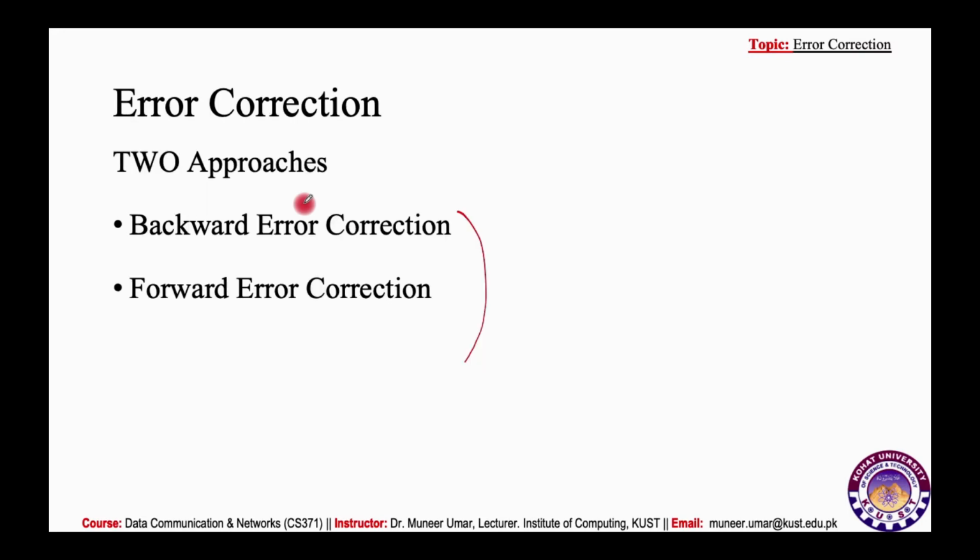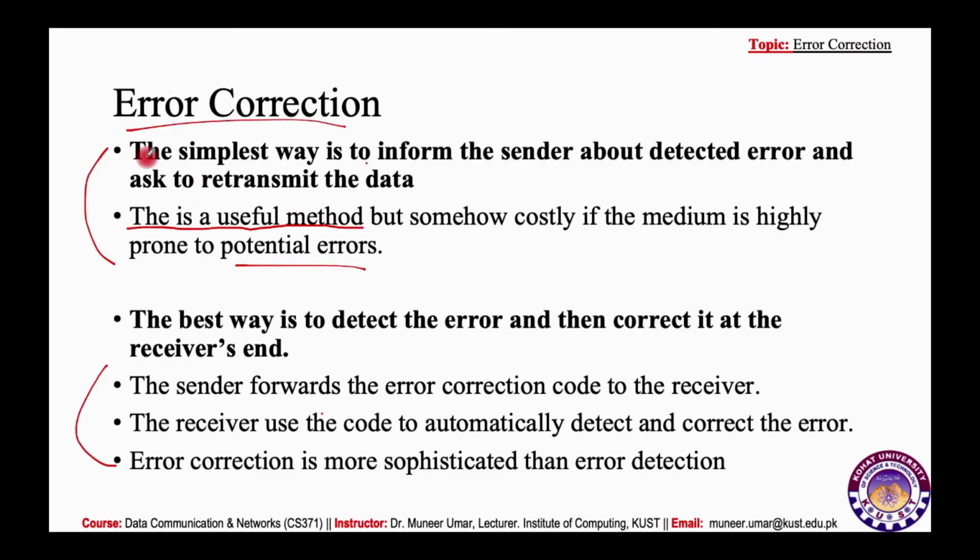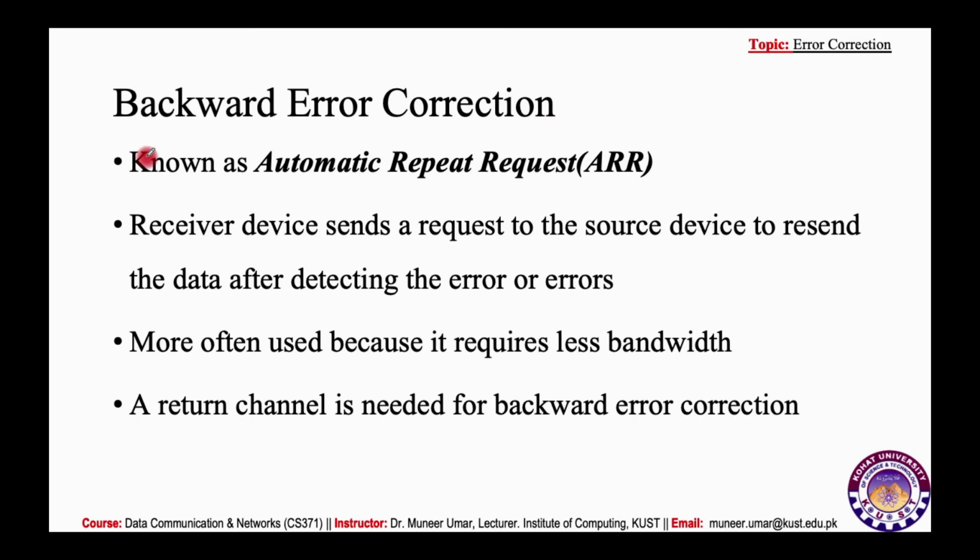Backward error correction. This is the first approach we saw here. This approach is also known as automatic repeat request, ARQ. The receiver device sends a request to the source device to resend the data after detecting the error or errors in the received data. It is more often used because it requires less bandwidth. But remember, if there are fewer chances of error, then it would require less bandwidth. But if the chances are higher, then it would require more bandwidth.